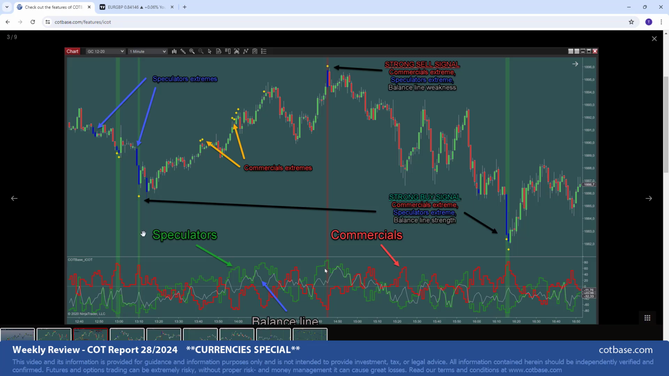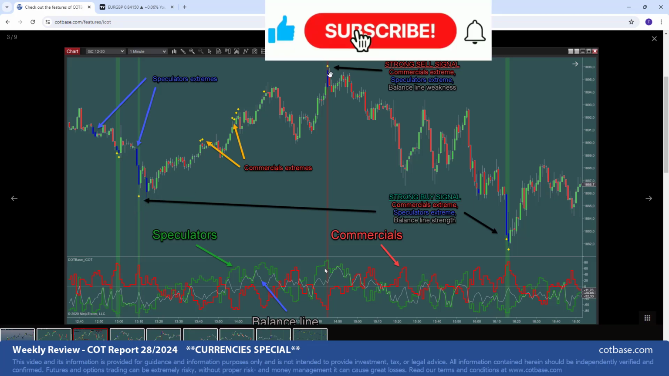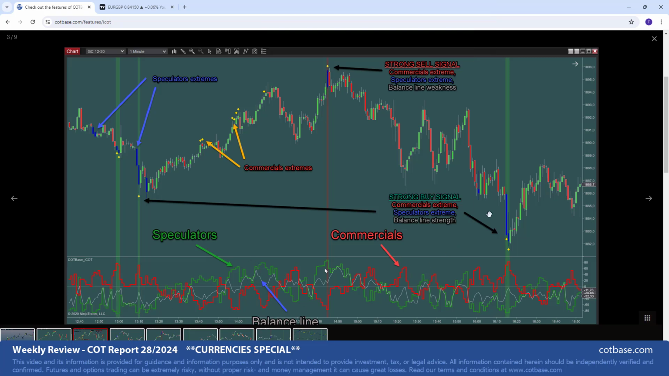But they do measure stresses in the market on the shorter time frames. This example here is gold on a 1-minute candlestick chart, and you can see that we indicate commercials, the red line, extremes with a yellow diamond underneath the candle if it's a bullish signal, or above the candle if it's a bearish signal. In case of speculators, this happens with the candlestick changing its color to blue.